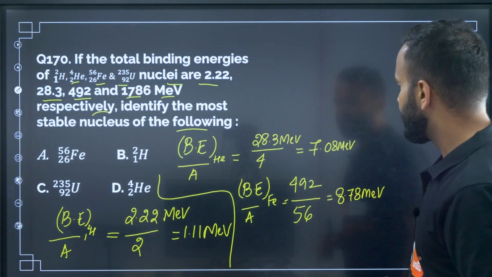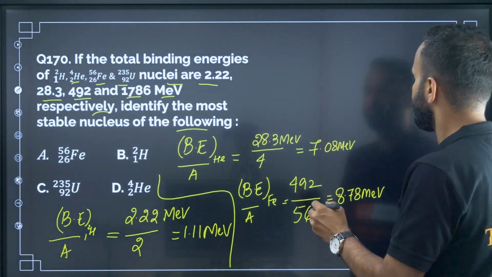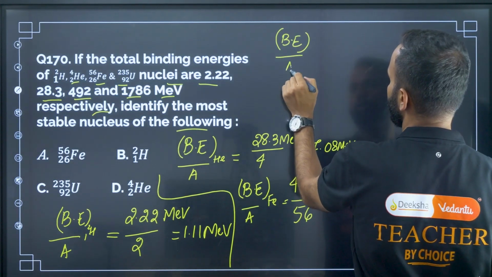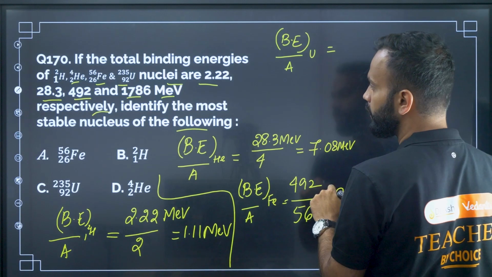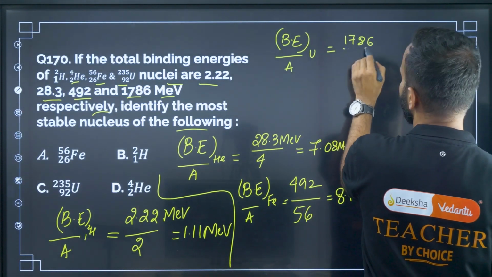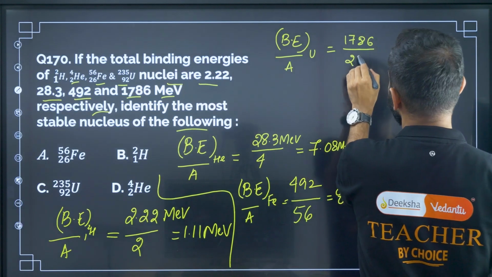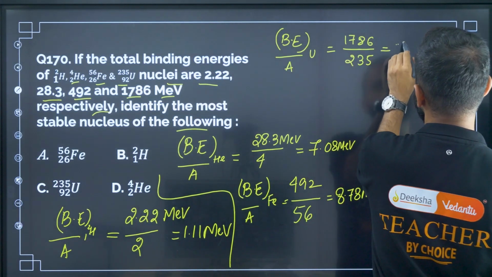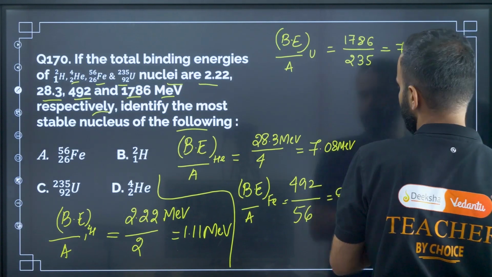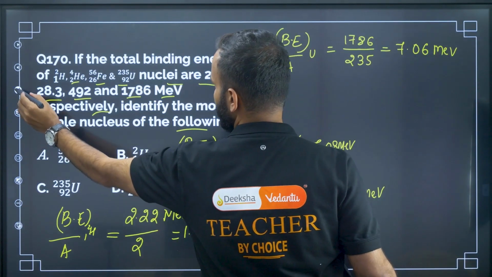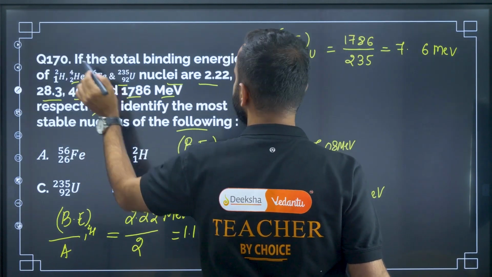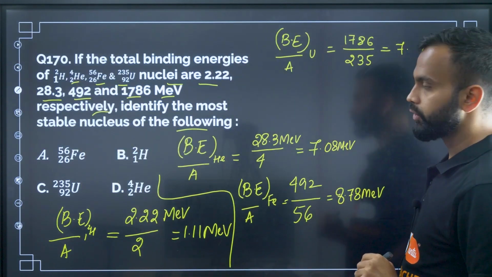Okay. Next, binding energy per nucleon for uranium, which is equal to 1786 divided by the nucleon number, 235. Now solve this, you will get 7.6 mega electron volt. Sorry, 7.6 mega electron volt, not 7.06. Okay, 7.6 mega electron volt.